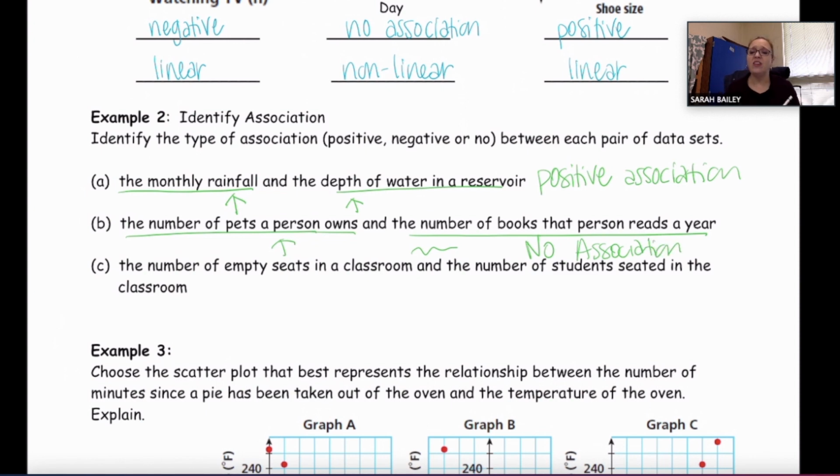association. And then C, the number of empty seats in a classroom, okay, and the number of students seated, okay? So the more empty seats there are, are there more students in the classroom, less students in the classroom, or no effect? The more empty seats you have, the less students you have seated. So this time, my thumbs were in opposite directions. That's represented by a negative association.